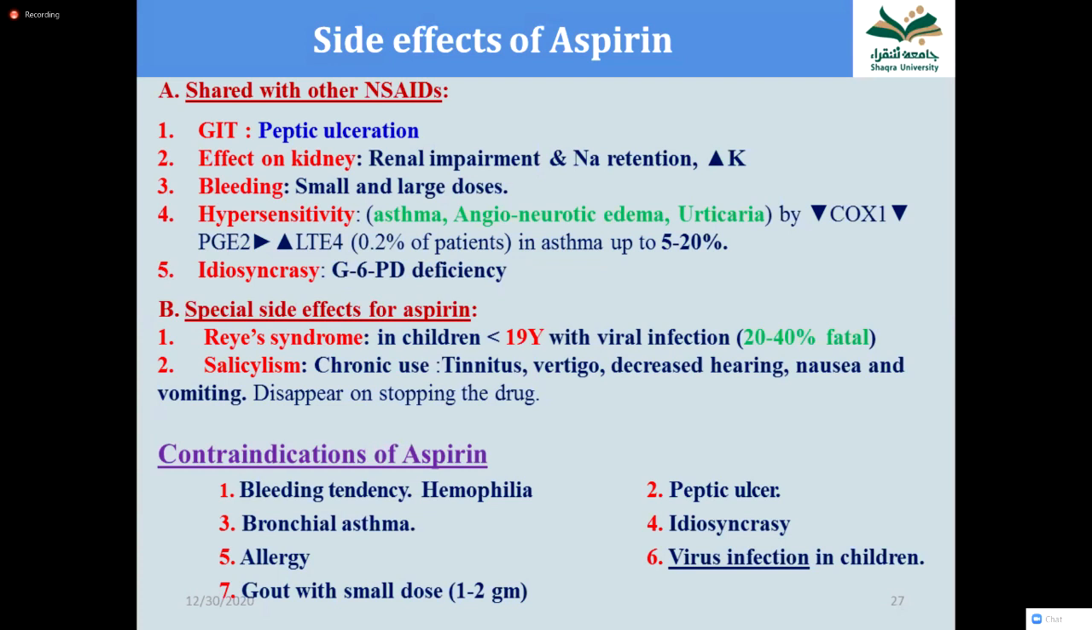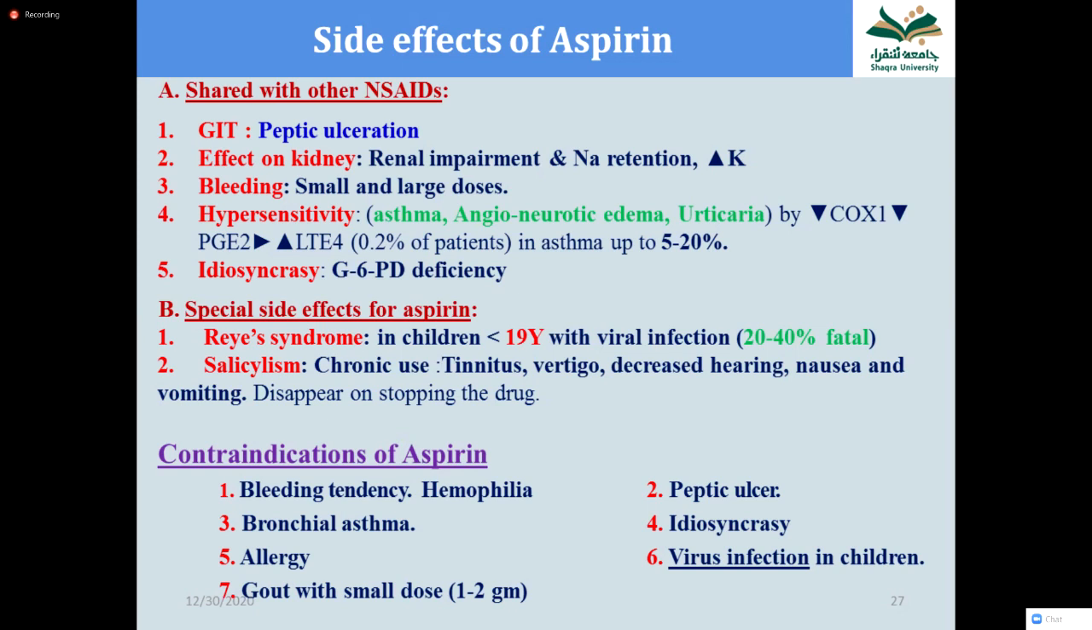So if you see the side effects, you can say where it is contraindicated. It is contraindicated in bleeding tendency, especially in hemophilia, because in hemophilia A there is deficiency of factor 8, and in hemophilia B deficiency of factor 9, and aspirin has antiplatelet effects, so it may lead to excessive bleeding. Peptic ulcer, we have already seen, it may lead to peptic ulceration, so you should not give it to a peptic ulcer patient.